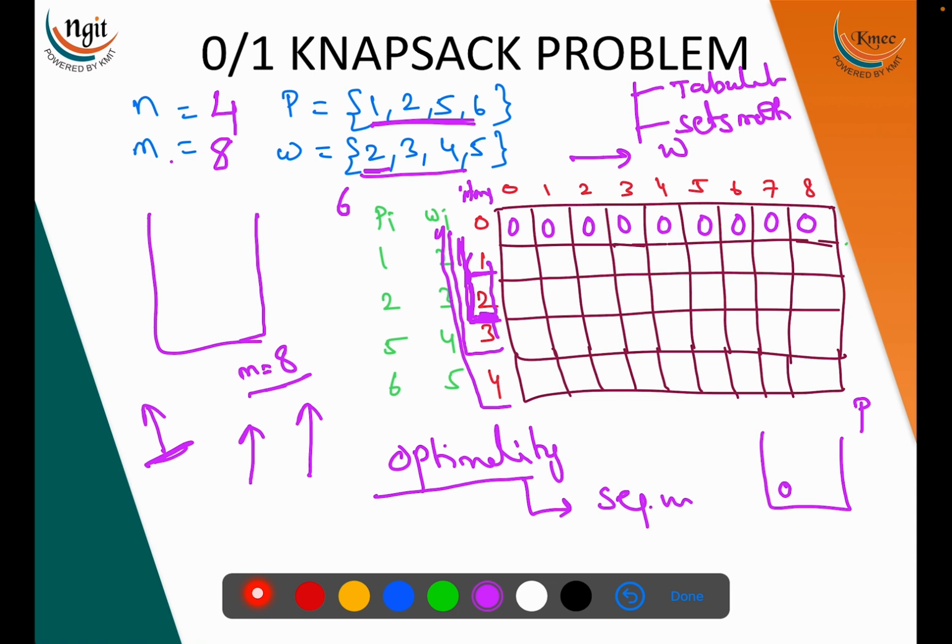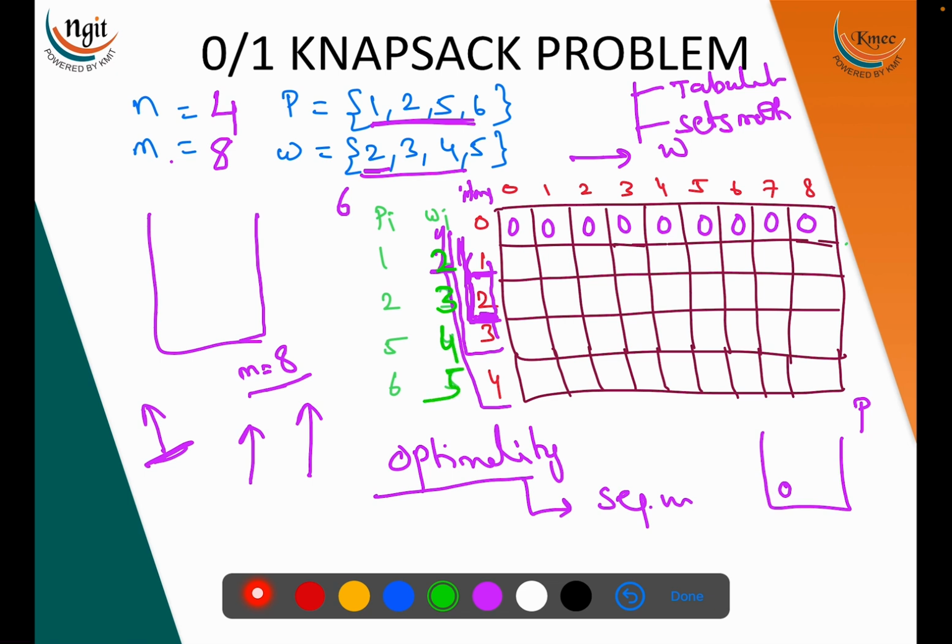Now I want to place the first object. When I want to place the first object, what is the weight of the object? The first object weight, that's what I wrote here. The first object weight is 2. So I'll change the ink. The first object weight is 2.